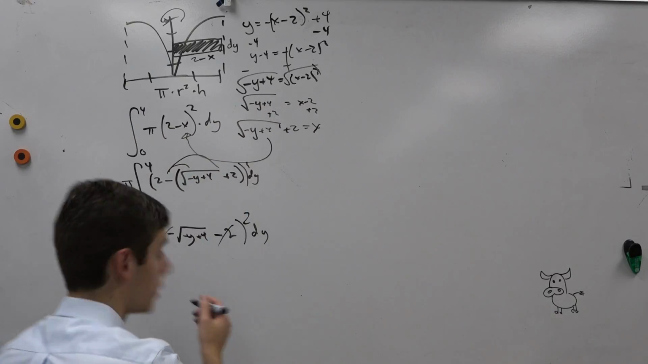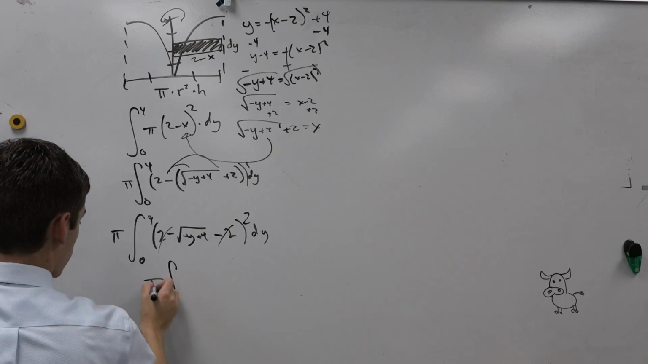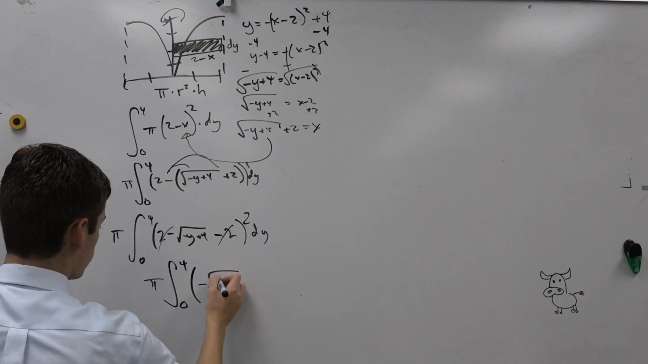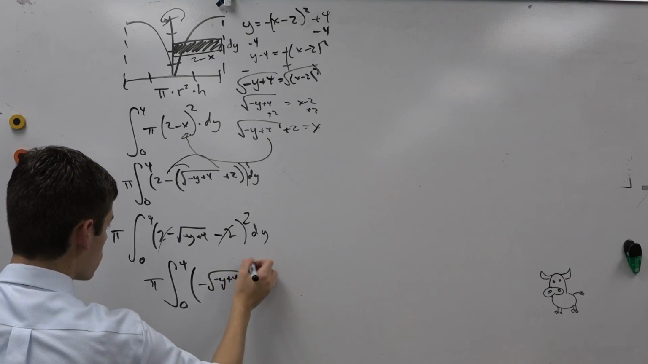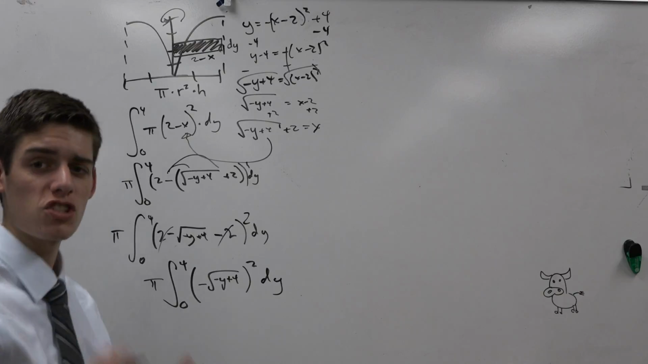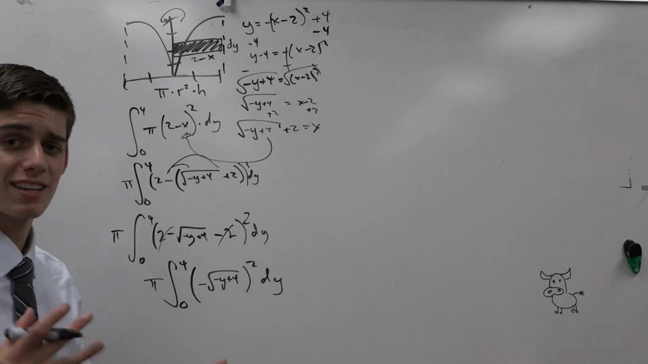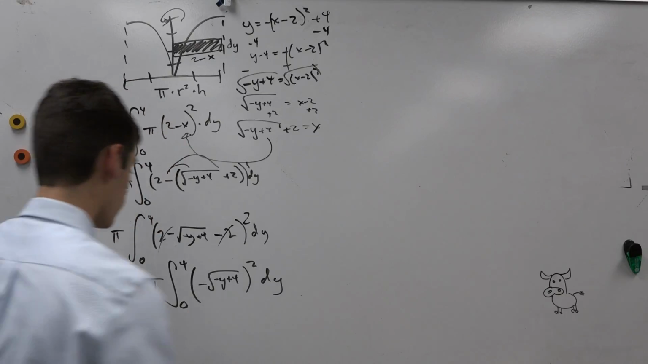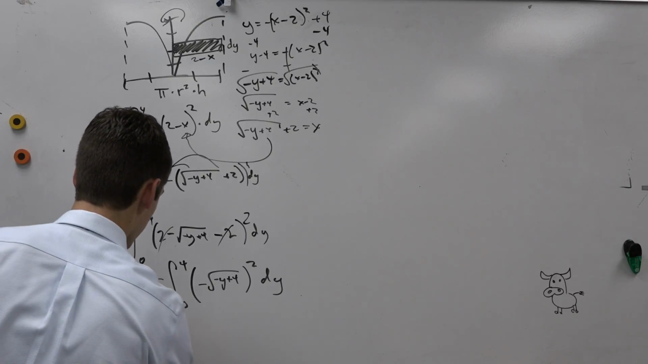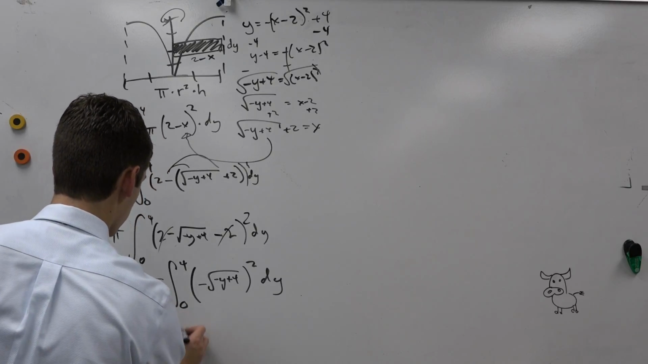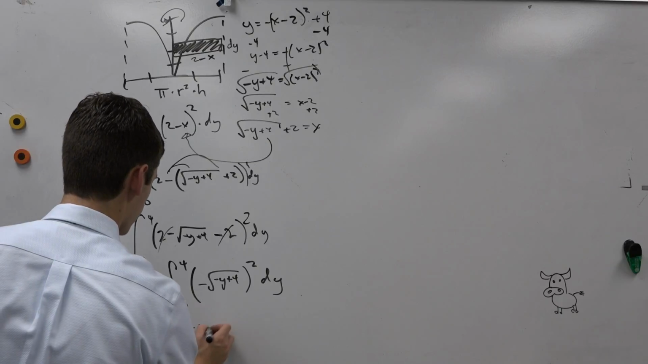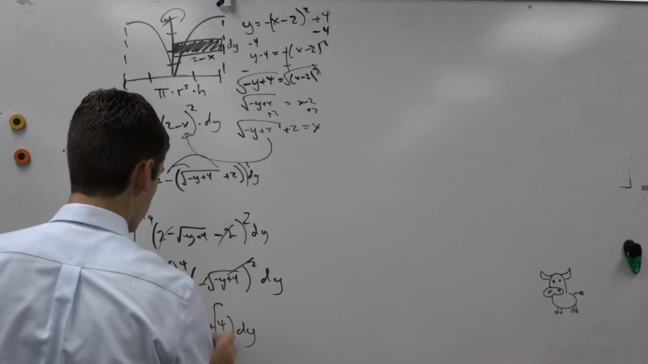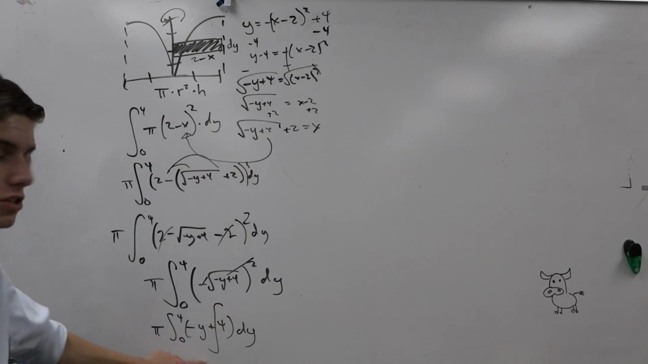And this will then give us pi times the integral from 0 to 4 of negative square root of negative y plus 4, squared, dy. What's so nice about this is that a negative squared is a negative. And when a square root is squared, we usually just get what's on the inside. So when you just do that, what we get is pi times the integral from 0 to 4 of negative y plus 4 times dy.